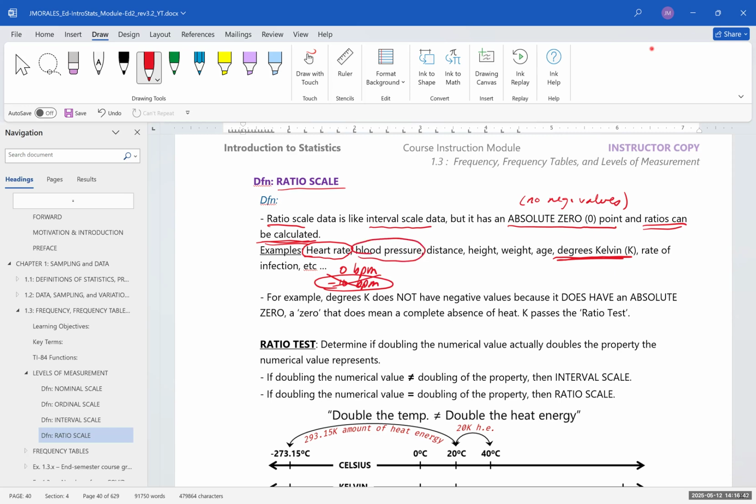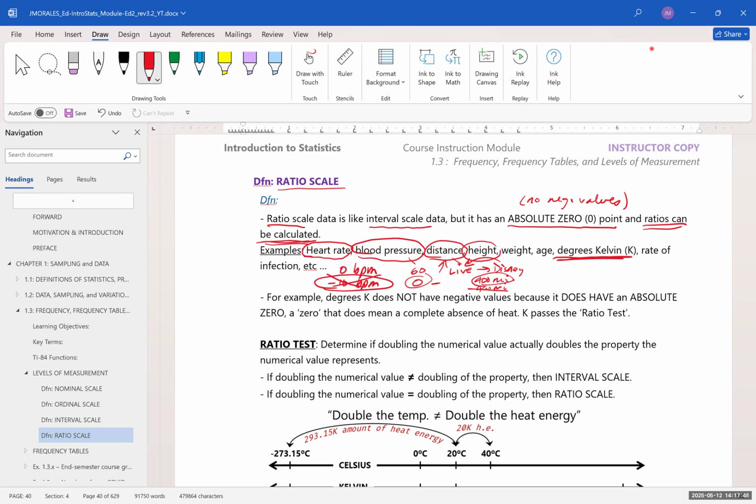Same with blood pressure. They can have a low blood pressure, but if they had 0 blood pressure, that means they're not alive anymore. You can't have a negative blood pressure. Same is true for distance. You can travel from wherever you live to Disneyland, and that may be 400 miles. But if you traveled from Disneyland back to where you live, that's not -400 miles. That's just 400 miles. So distance has a zero. You could travel 0 miles, but you can't travel negative miles. You could only change your direction, but the distance you travel is just going to be a positive number.